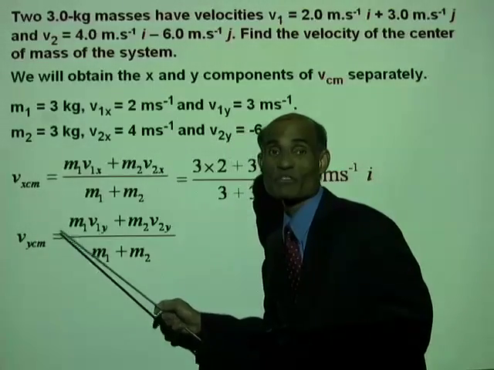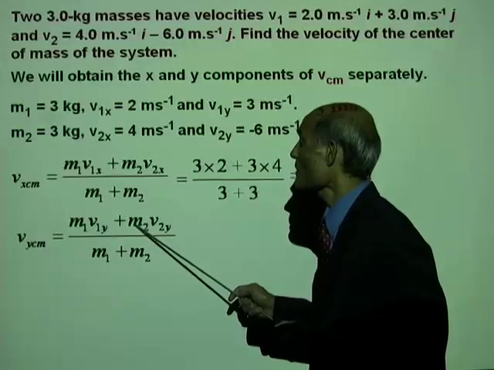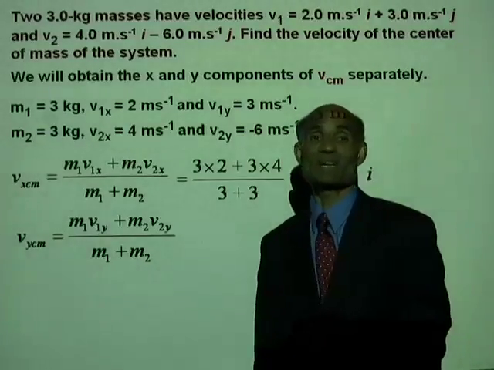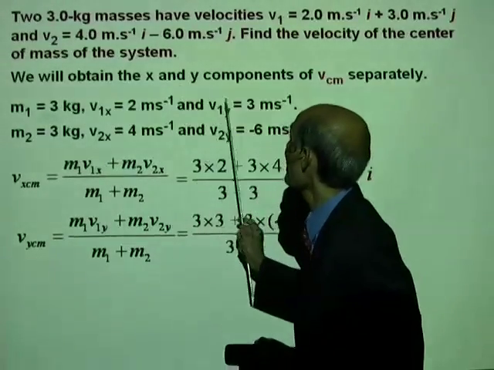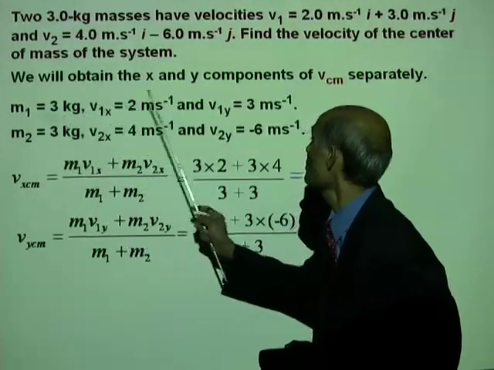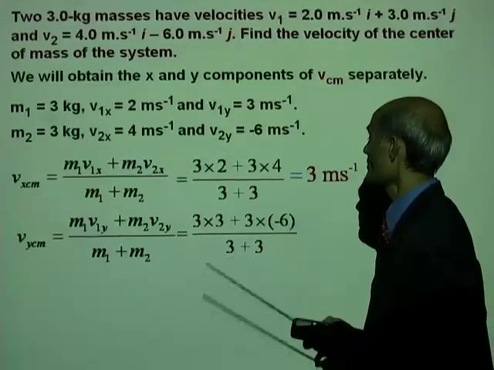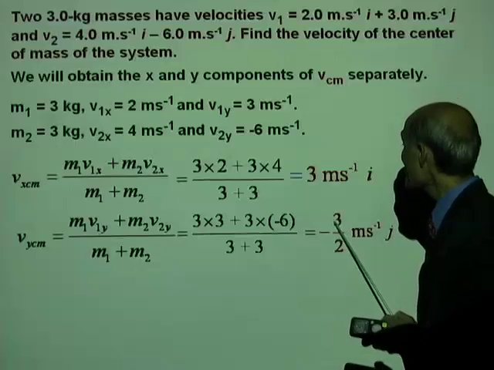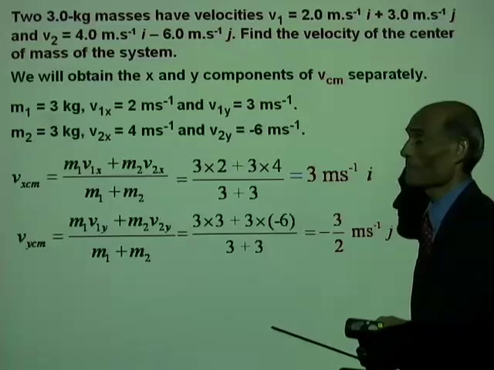Vy center of mass equals m1 v1y plus m2 v2y over m1 plus m2. That is m1 v1y, 3 times 3, plus m2 v2y, 3 times negative 6, divided by m1 plus m2, and that will be negative 3 over 2 meter per second j.